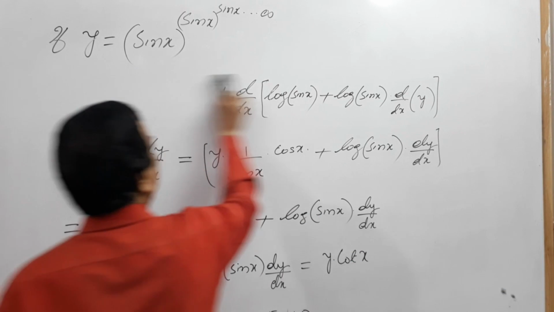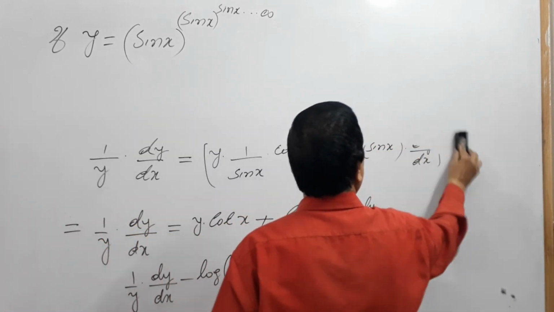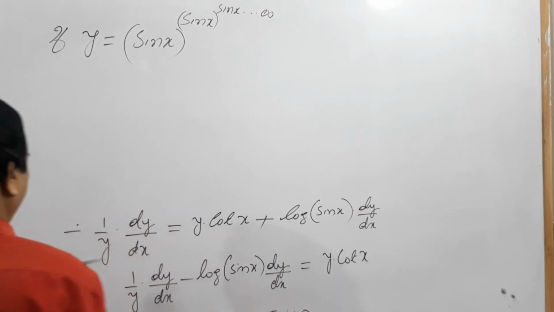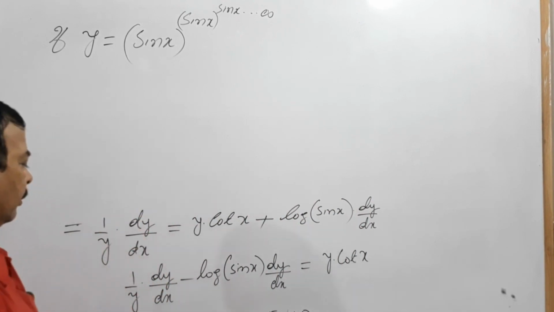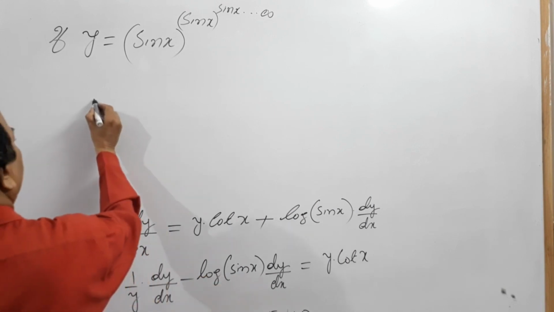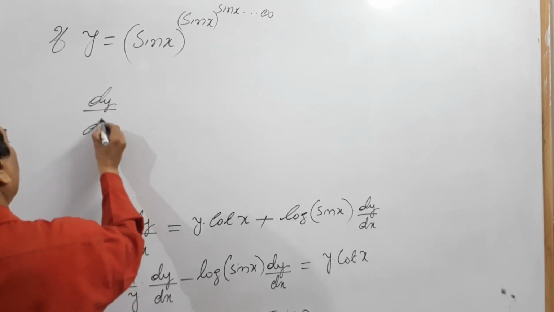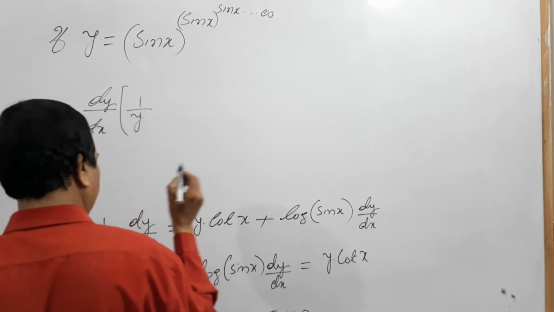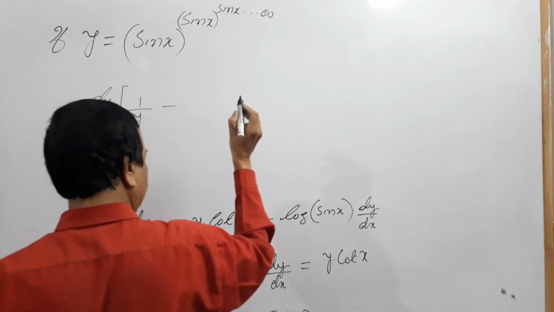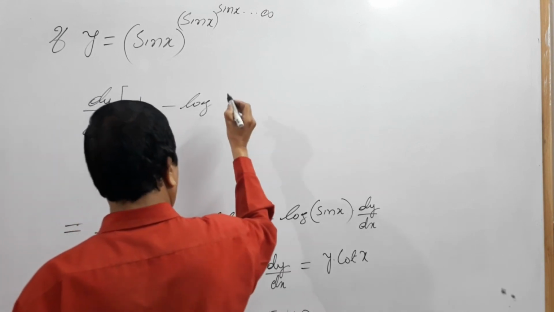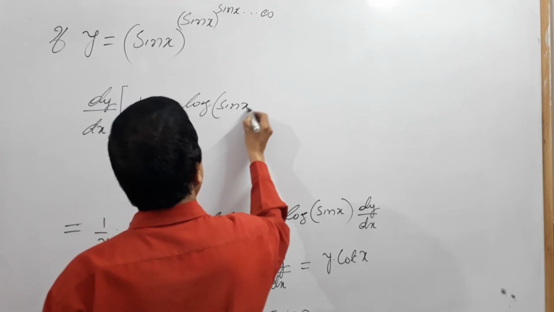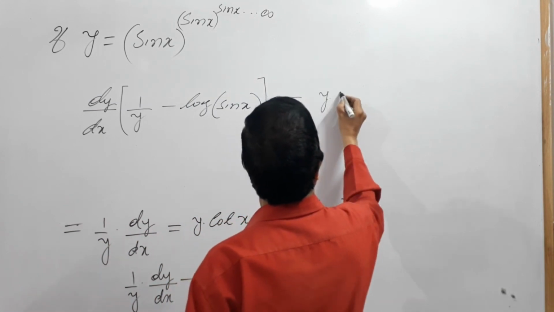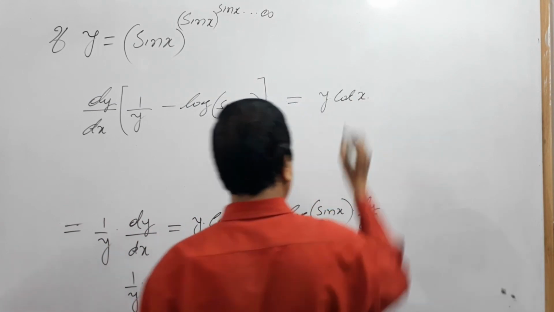I'll rub this. So what is common here? dy by dx is common. I take dy by dx common, that is 1 by y minus log of sin x equals y cot x.